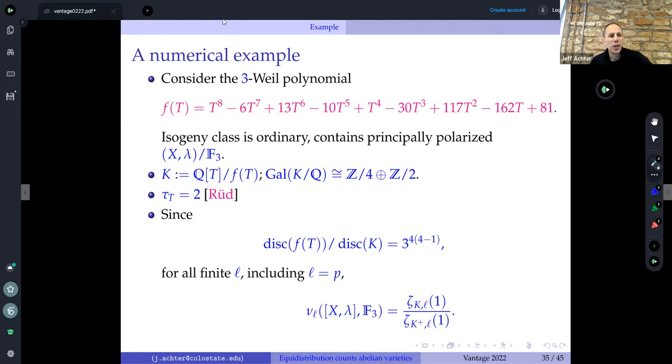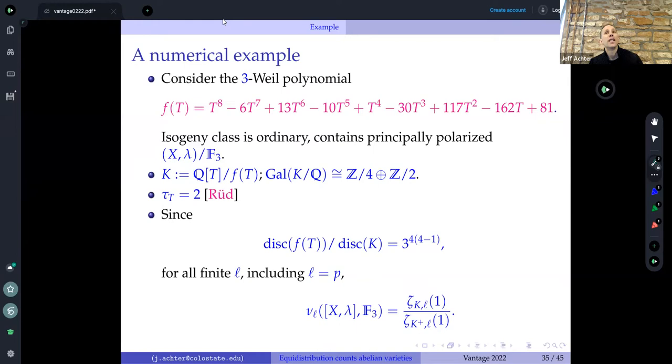So consider this Weil polynomial. It turns out the isogeny class is ordinary since the coefficient here has p-adic valuation zero. And it turns out that if you take Q[T] mod F(T), you get a Galois extension. And the Galois group is Z mod 4 across Z mod 2.